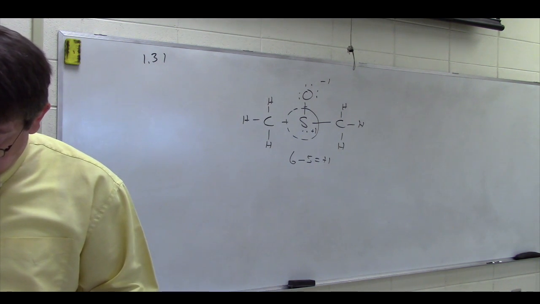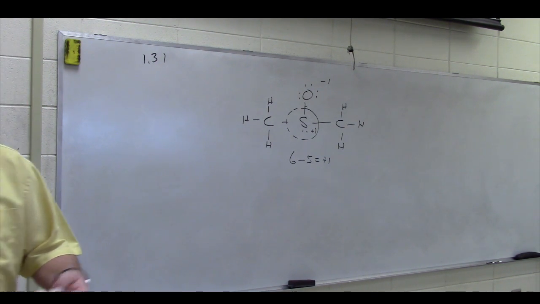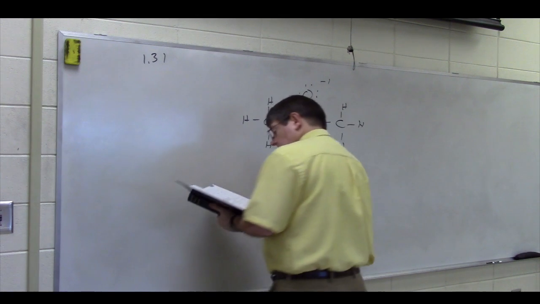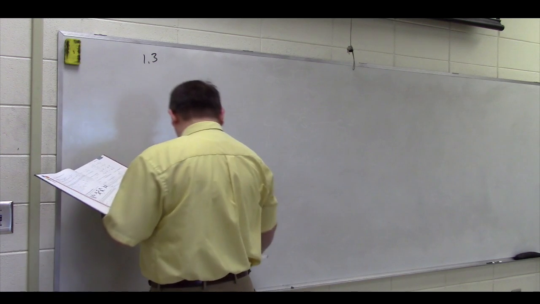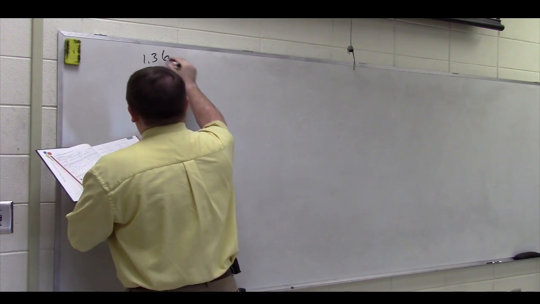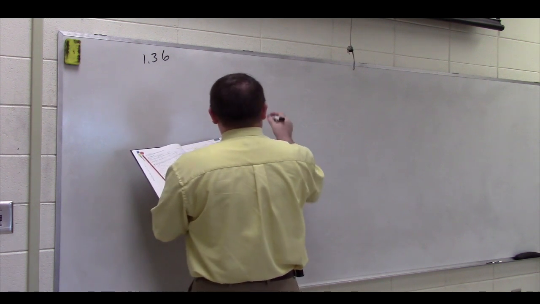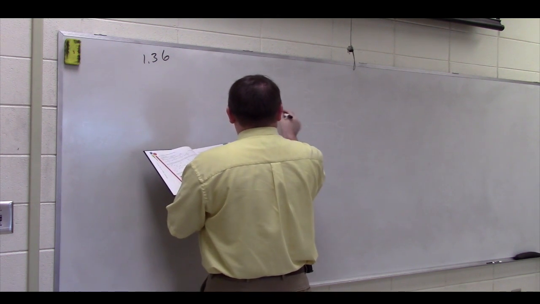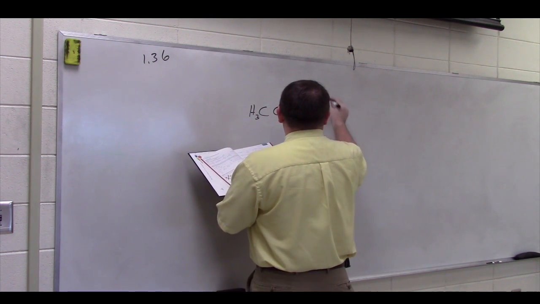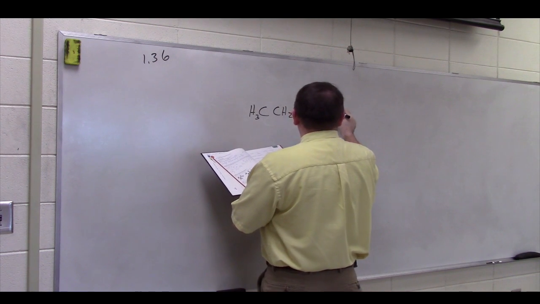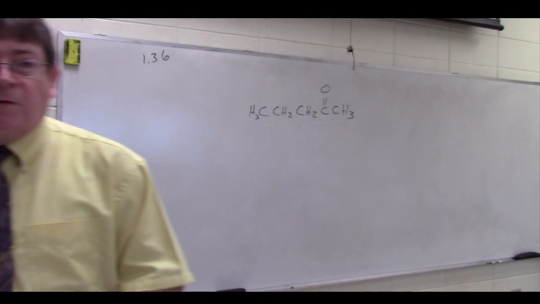Let's go to 1.36 for right now, which says, rewrite each of the following using the bond line formula. So we've got CH3, CH2, CH2, C double bond O, CH3. Tell me what you know about bond line formulas before we move on.